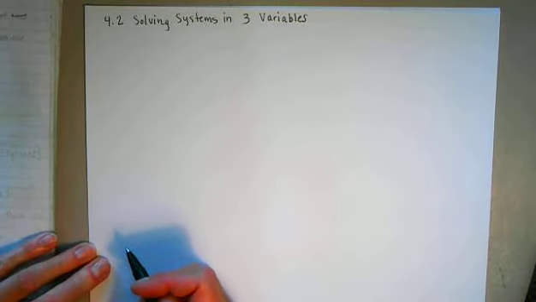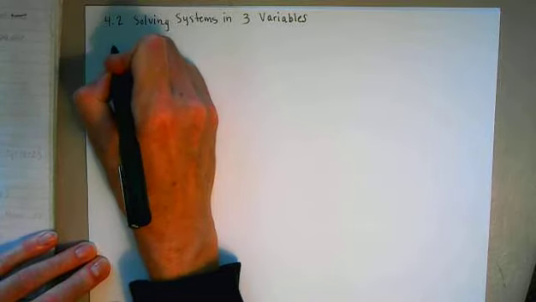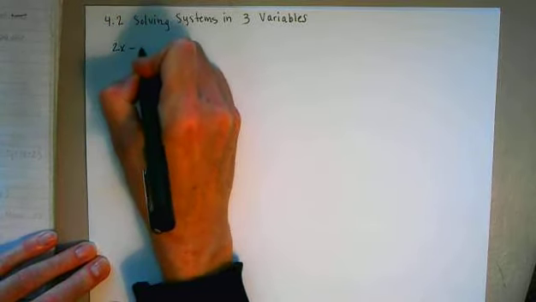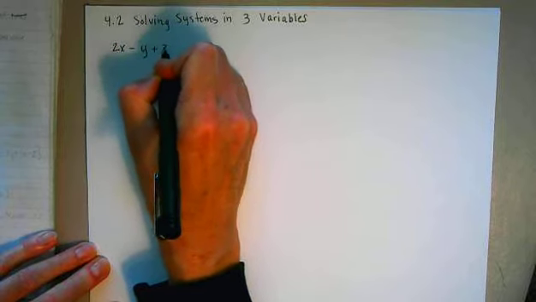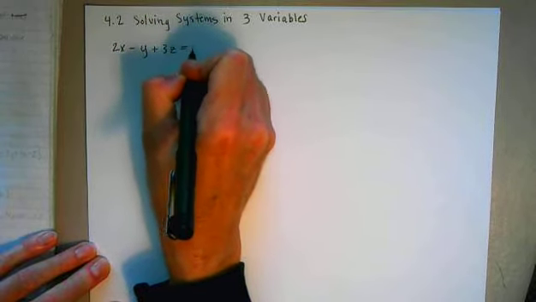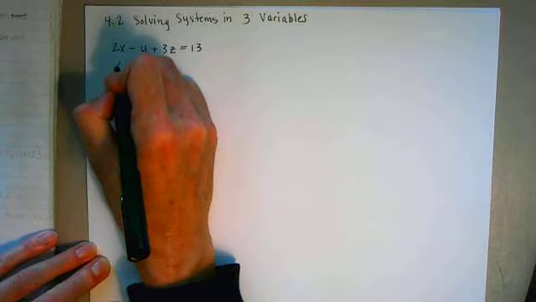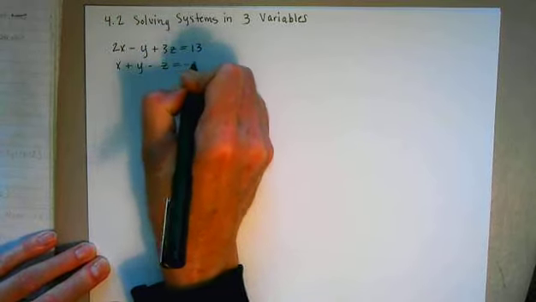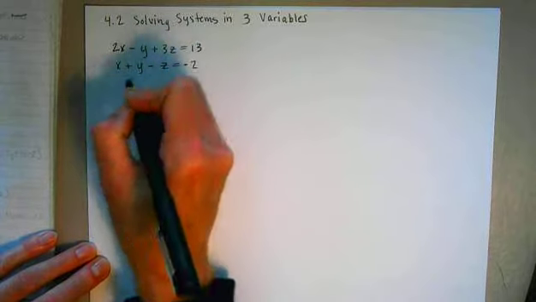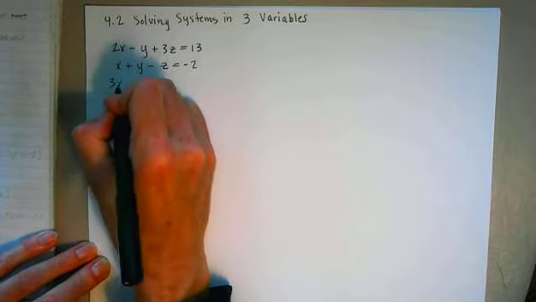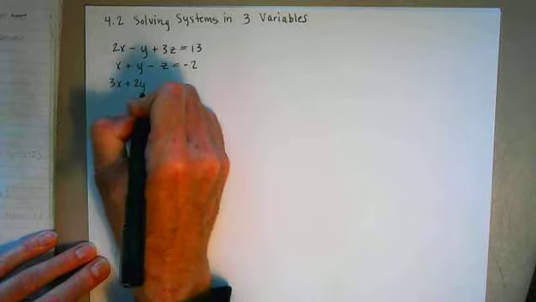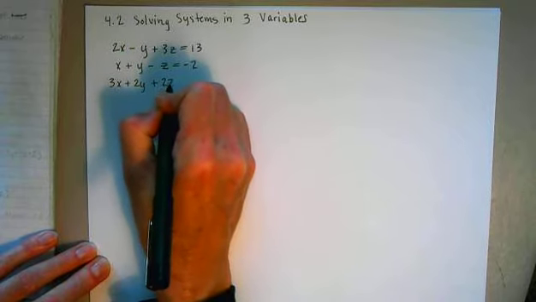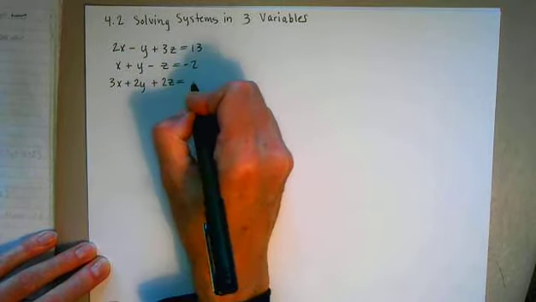4.2, we are now solving systems in 3 variables. So you could see something that looks like this. 2x minus y plus 3z equals 13. x plus y minus z equals negative 2. 3x plus 2y plus 2z equals 13.